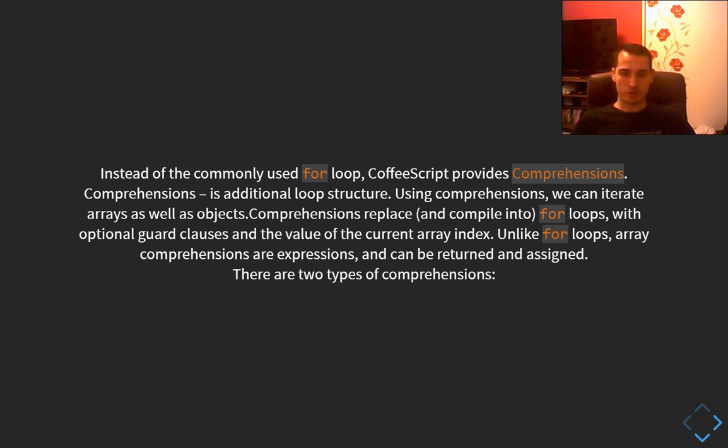Instead of the commonly used for loop, CoffeeScript provides comprehensions. Comprehensions are an additional loop structure. Using comprehensions, we can iterate arrays as well as objects. Comprehensions replace and compile into for loops with optional guard clauses and the value of the current array index. Unlike for loops, array comprehensions are expressions and can be returned and assigned. There are two types of comprehensions.